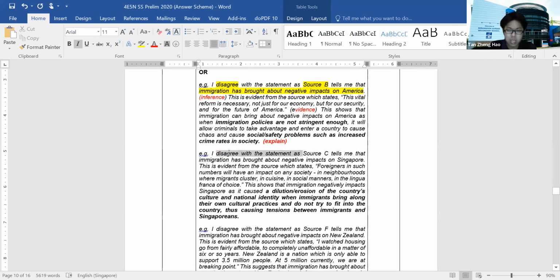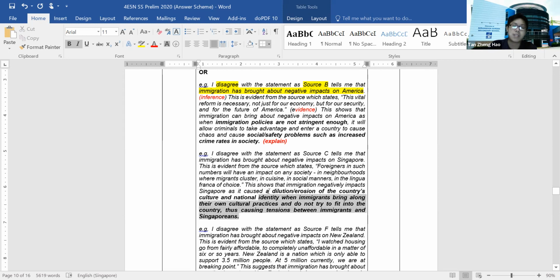I disagree with Source C, as it tells me it brings about a negative impact. This is the inference. I give my evidence: it will affect cuisine, social manners. So this is a negative impact because you erode our country's culture. People will start to practice foreign culture, and local culture starts to get negatively affected. There might even be tensions, because foreigners may practice their own culture, so it clashes with local culture, and there might be conflict.